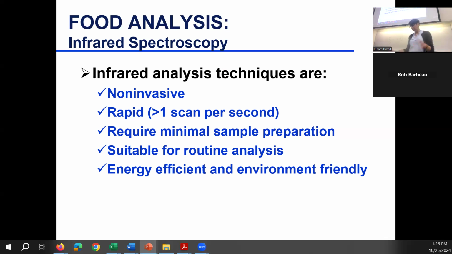energy efficient, environmentally friendly. But the one thing that you need to note, and I will ask about, is that it needs to be calibrated. How do we calibrate an IR instrument? What do we do? What do we feed it with? I think I mentioned it briefly in one of the earlier lectures. How do you calibrate an IR?